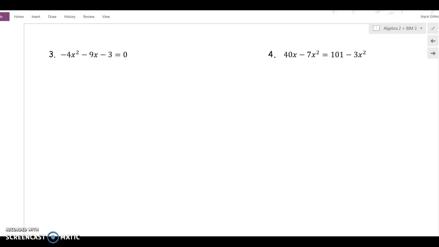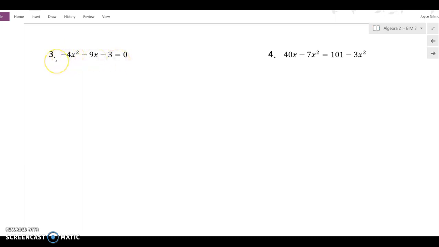Everything's negative. More importantly, in front of our x squared, we have a negative number. Now, you can do the quadratic formula with an a value that's negative, but it really makes more work for you. So I'm going to advocate for being strategically lazy whenever possible. I don't want to deal with a negative a value.